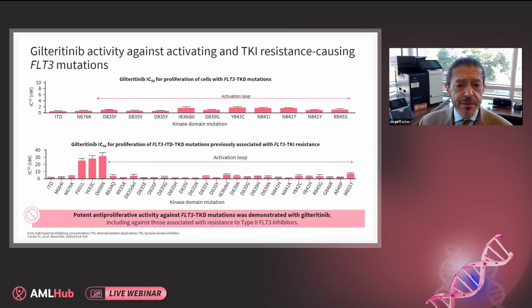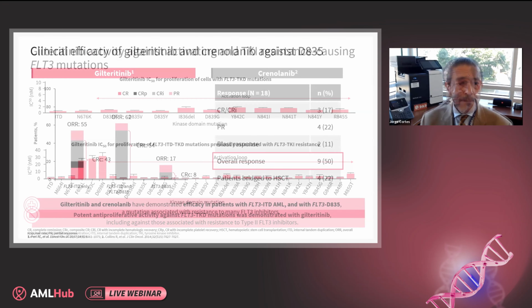In contrast, gilteritinib has a very good activity. The IC50 against all these kinase domain mutations is very good, as you can see on this graphic here, although the F691L still has a much higher IC50 compared to just the ITD or the DA35 mutations.